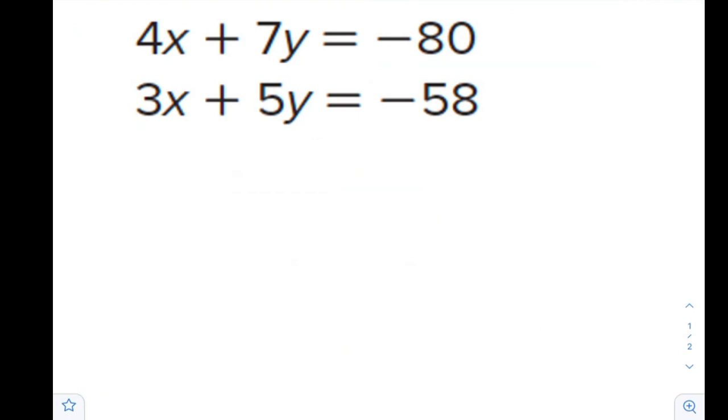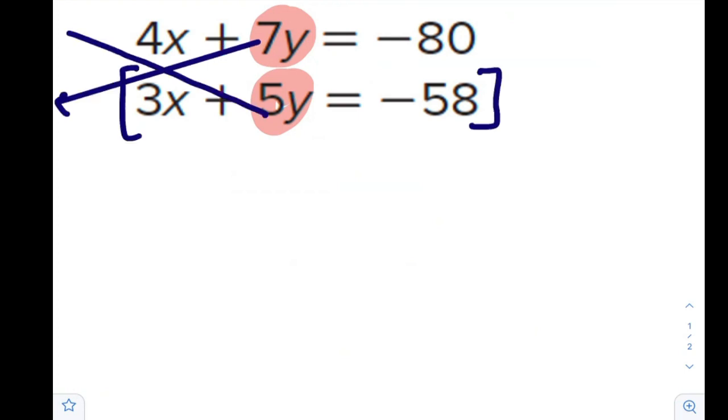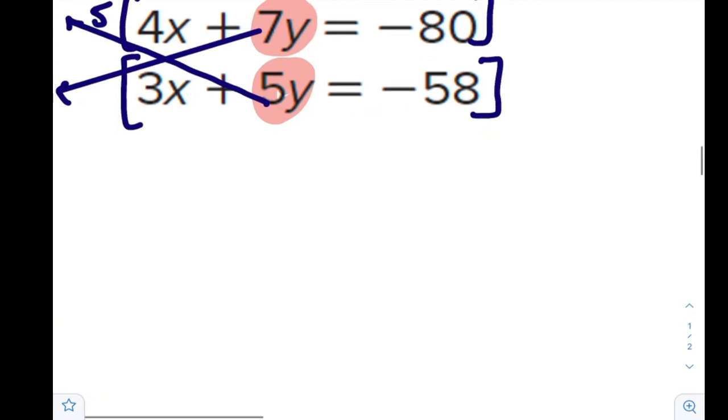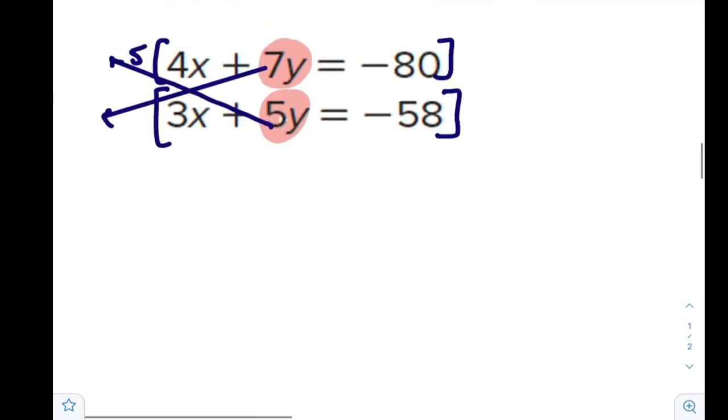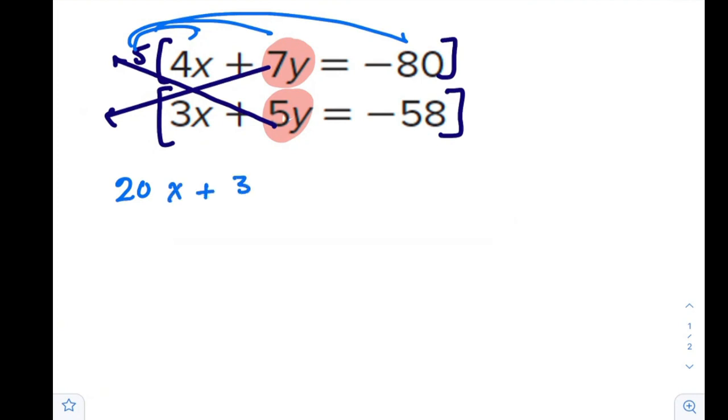So let's do a quick shortcut. What is the nicest way to do that? Let's say if you decide to cancel the y, then take this coefficient, which is 7, and multiply it in the first equation, and take this coefficient, which is 5, and multiply the second equation. So what will we have? The first equation will be, we will distribute, 20x plus 35y equals negative 400.